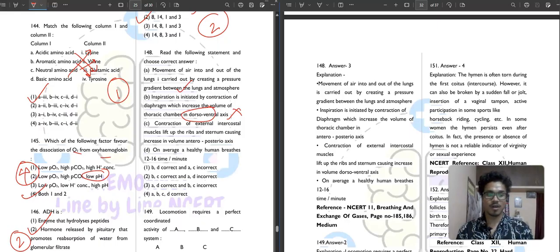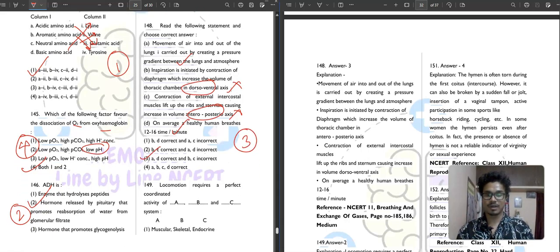Then contraction of external intercostal muscle lifts up the ribs and sternum, causing increase in volume in the anterior posterior axis. This is not, this is dorsoventral axis. This is just vice versa. Then on an average, a healthy human breathes 12 to 16 times per minute. So A and D are correct and B, C incorrect. Third option is your correct answer.